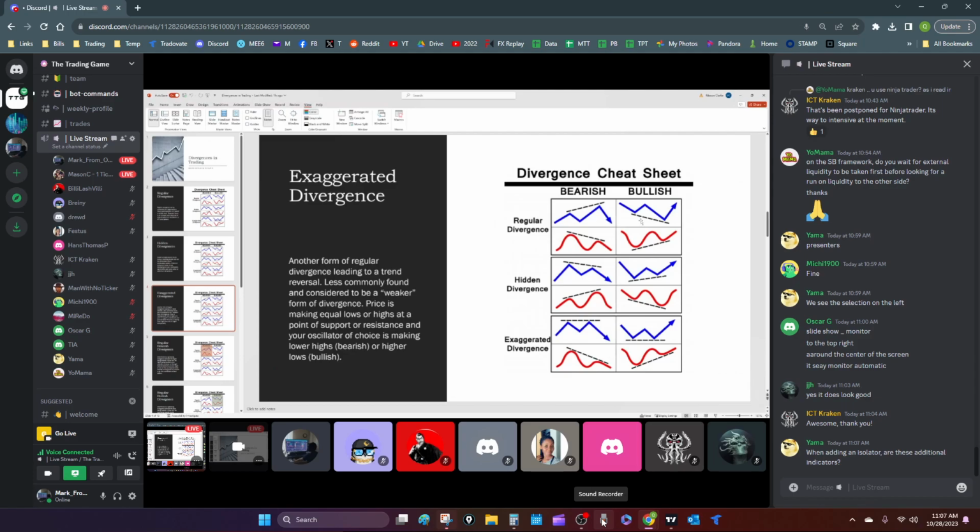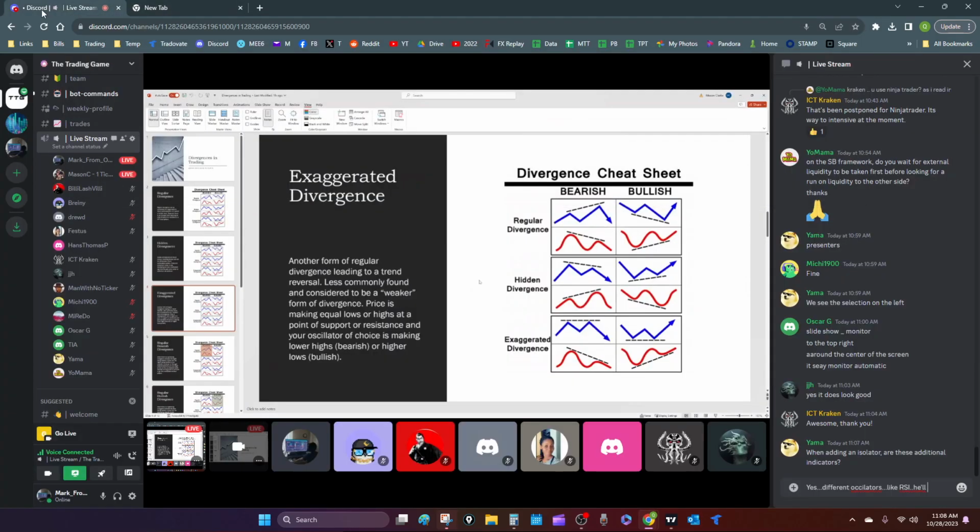Same thing with the bullish nature. If you're downtrending into a higher time frame PD array, fair value gap, or support, and your price is making lower lows, but your oscillator of your choice is making higher lows, the divergence of the price and the oscillator is coming towards itself. It's usually a rebound, pullback, or a complete trend reversal.